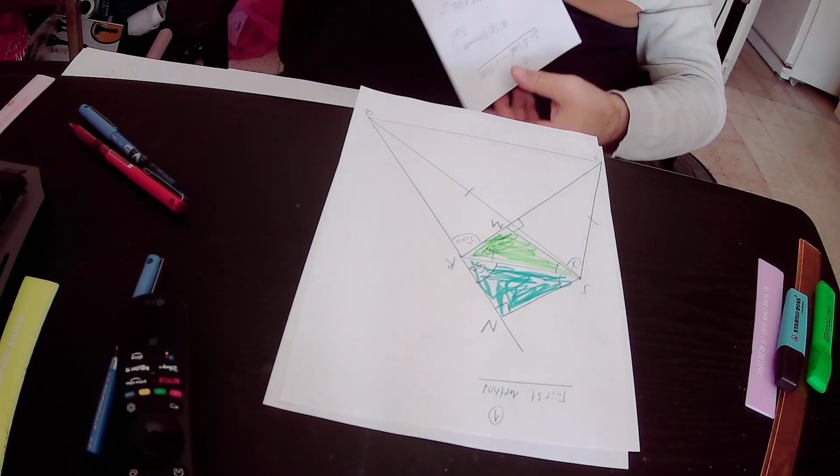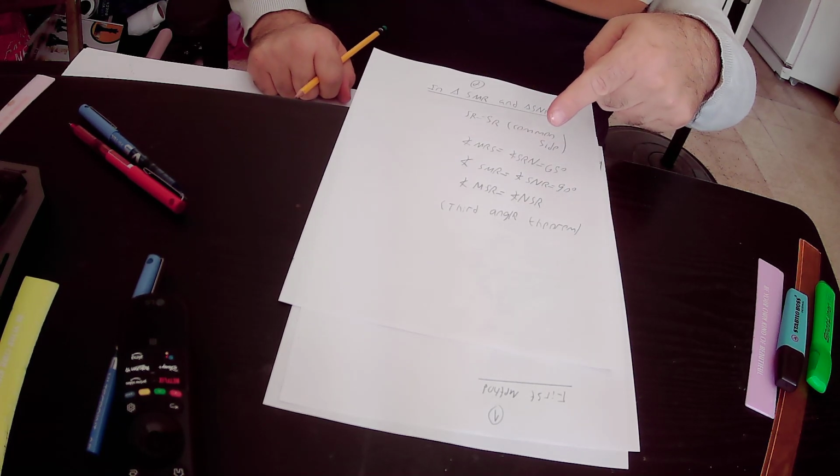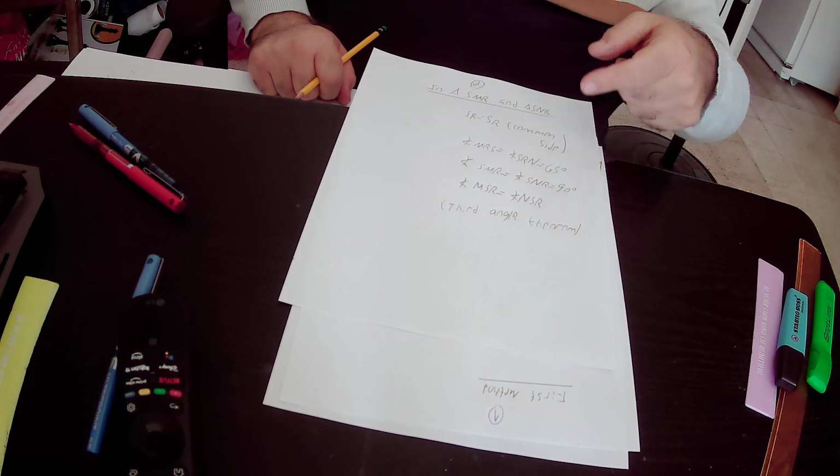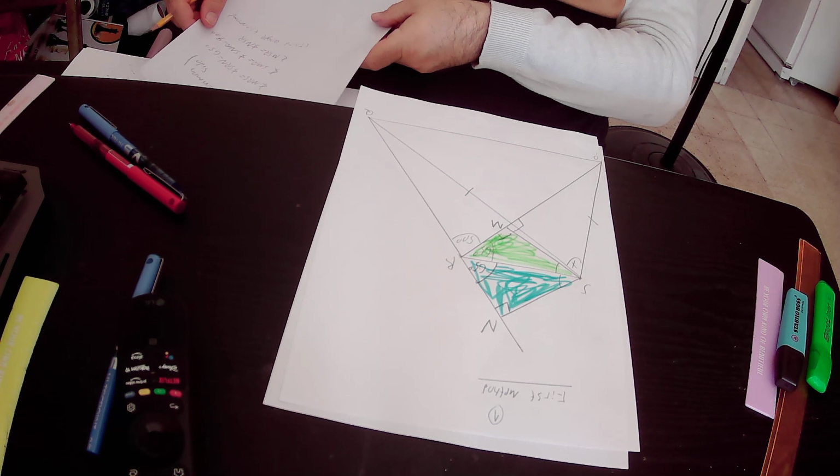So angle MSR equals angle NSR according to the third angle theorem. So what is the third angle theorem?